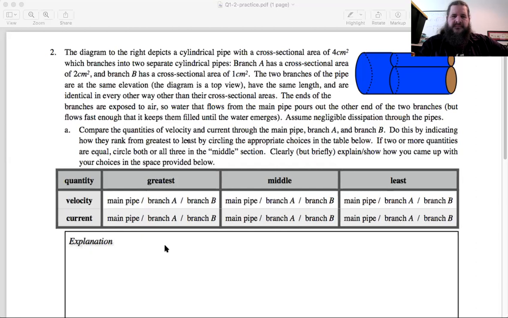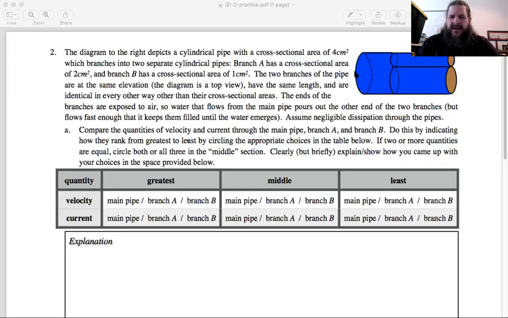So for this question, we should be using I equals Av, right? Possibly. What are we actually trying to figure out here? I guess we're ranking the magnitude of velocity and current for the three from greatest to least. Yeah, because it looks like we've got three different currents to consider here.